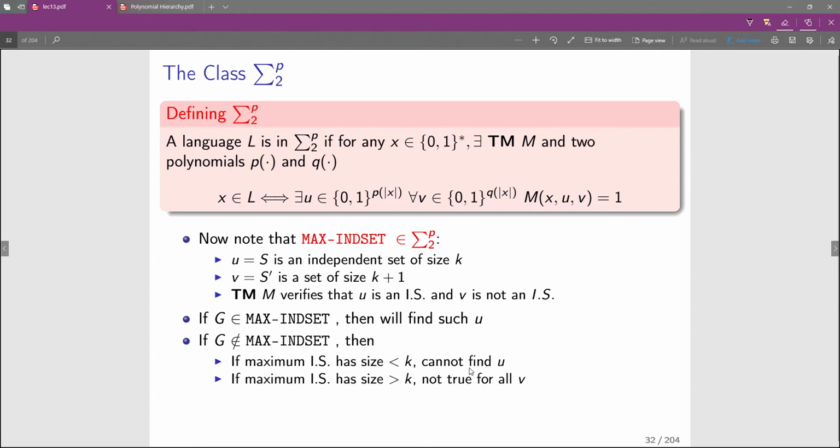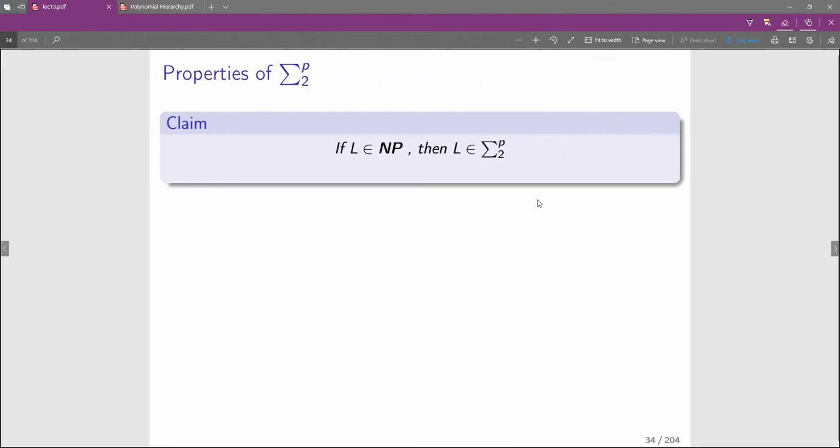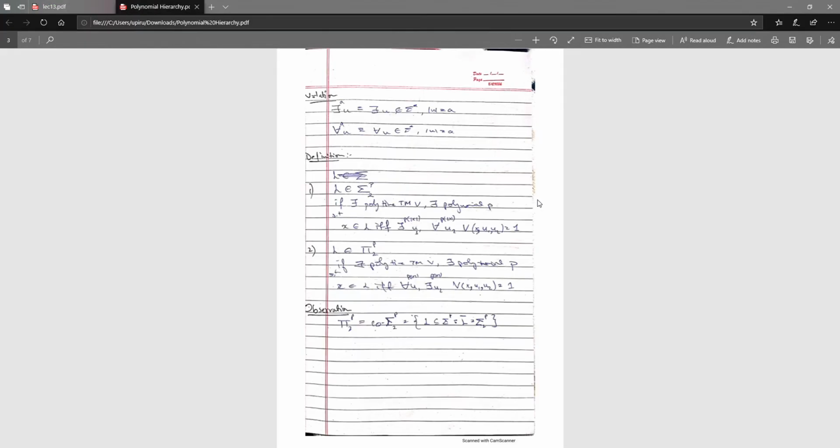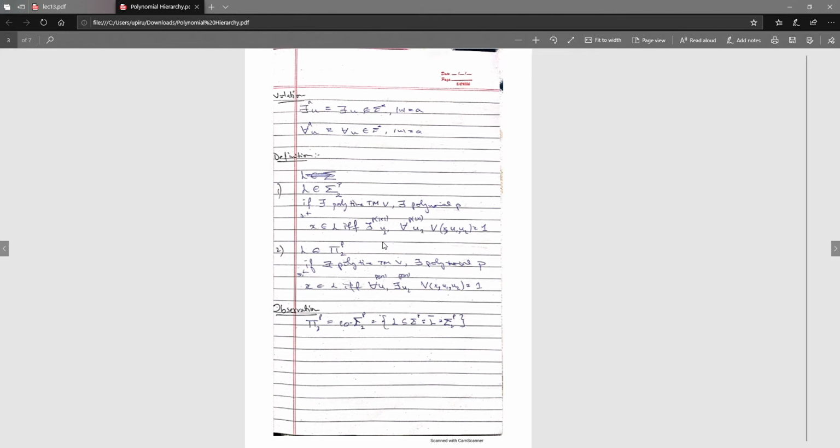Here we assume two different polynomials P and Q. The condition just requires that P and Q are polynomials, so in further notation we'll simply write P and P for simplicity. Okay, so about the properties of sigma 2P, let me go to my slides. Here also I've defined it.